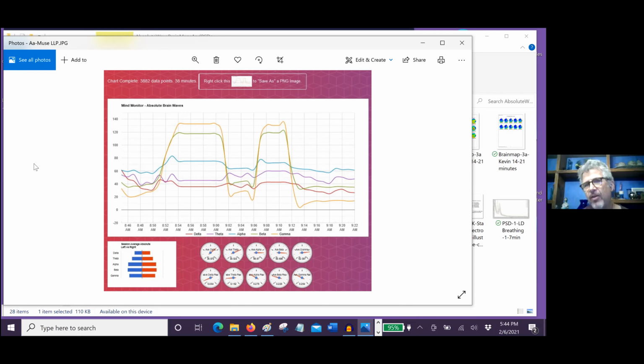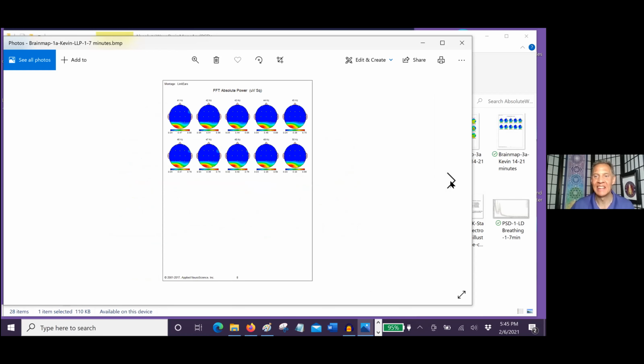Okay. I have another question, if I may. Can you put up the graph where Kevin filtered the effects of the muscle movements? You mean the last graphs? Yeah. Okay. All right. We're going to scoot through all these.